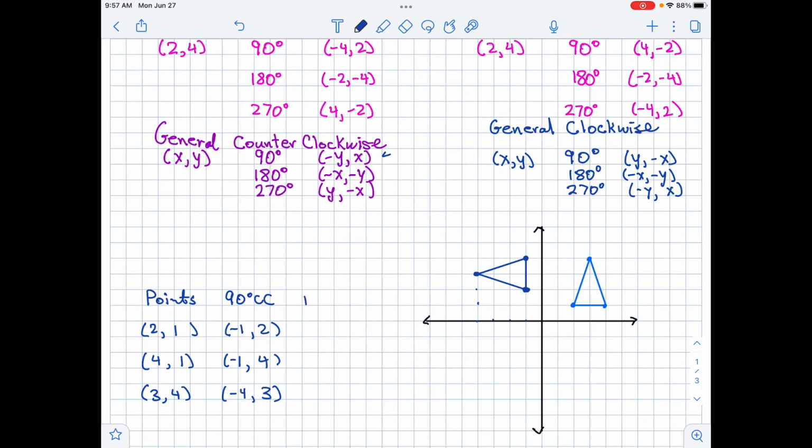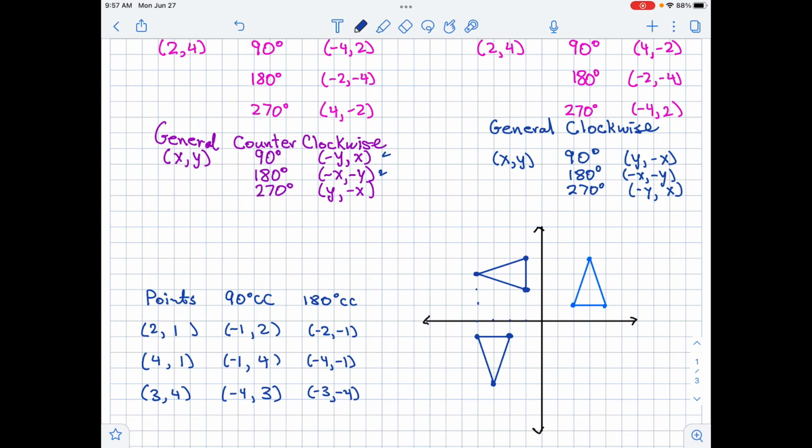Now we can do the same thing for 180. So let's look at 180 counterclockwise rotation. What happens with the 180? We just negate the x's and the y's. Yeah, there it goes. See, we did that one. So let's see what we got down here. We got -2, -1. We've got -4, -1. And then we've got -3, -4. So this is the 180 degrees.